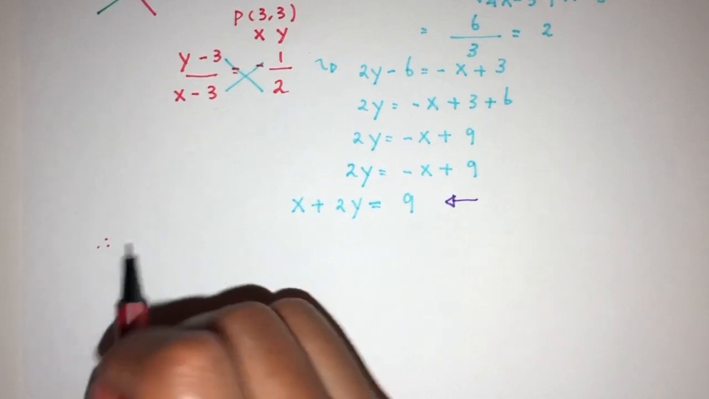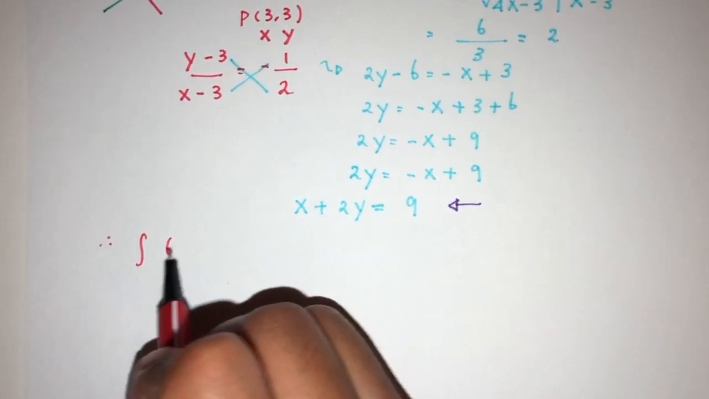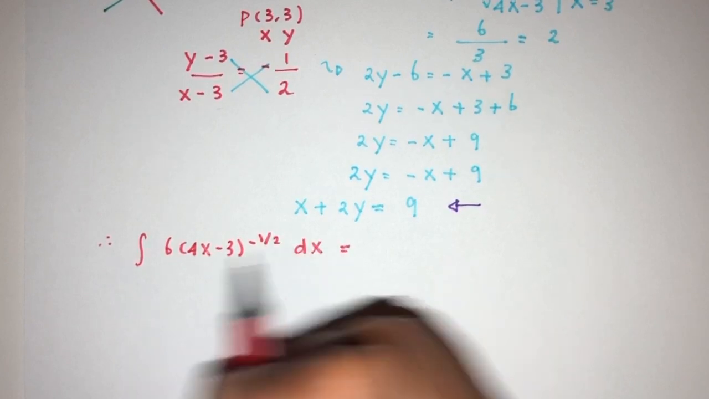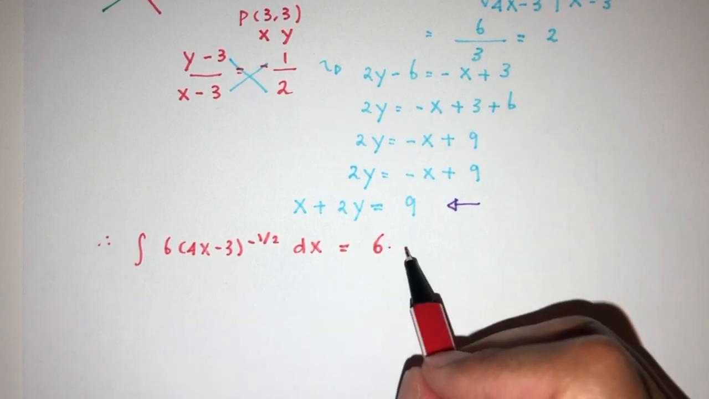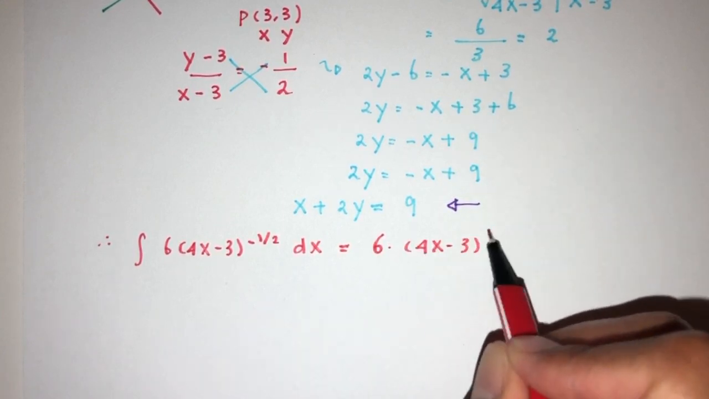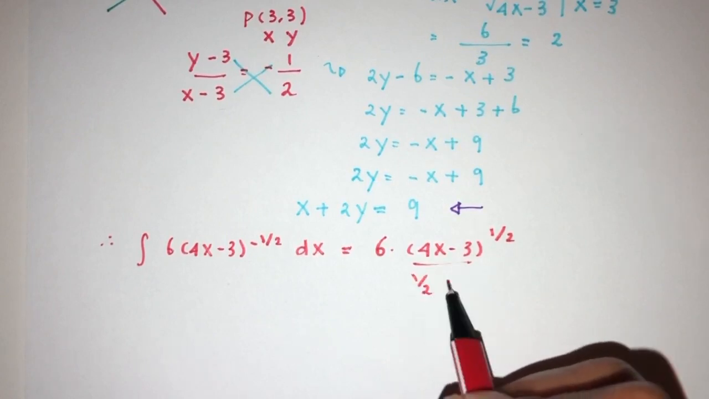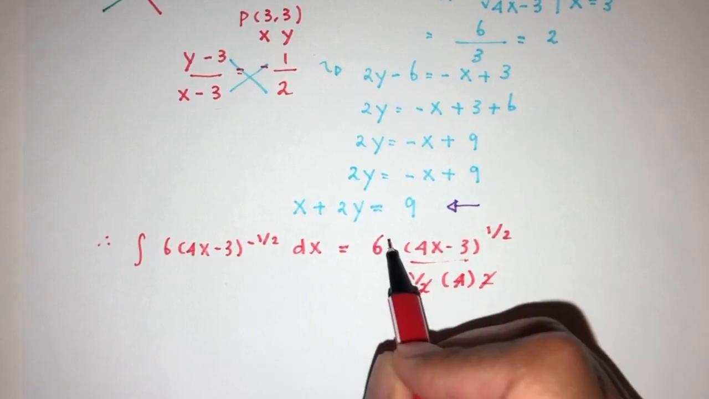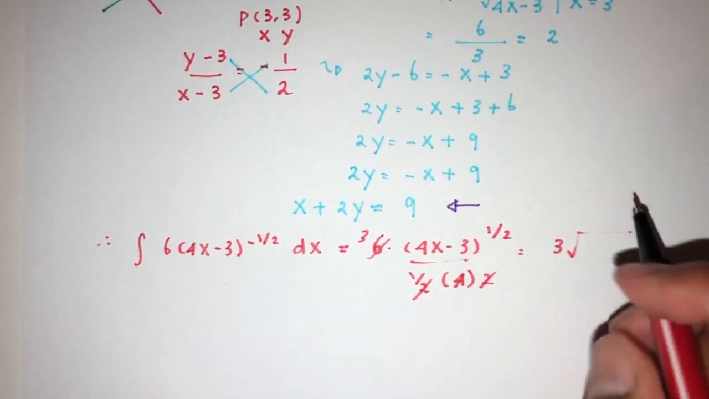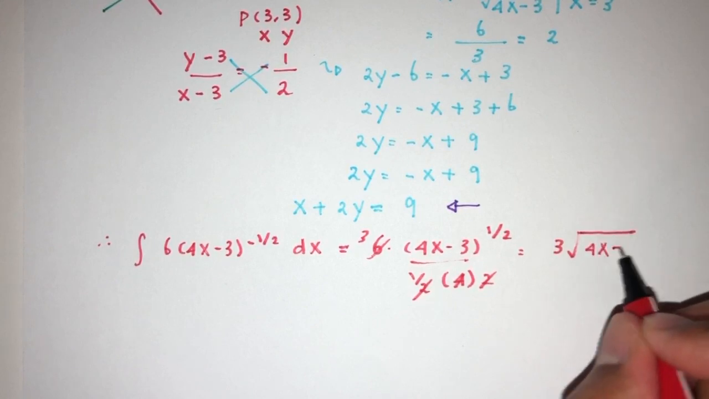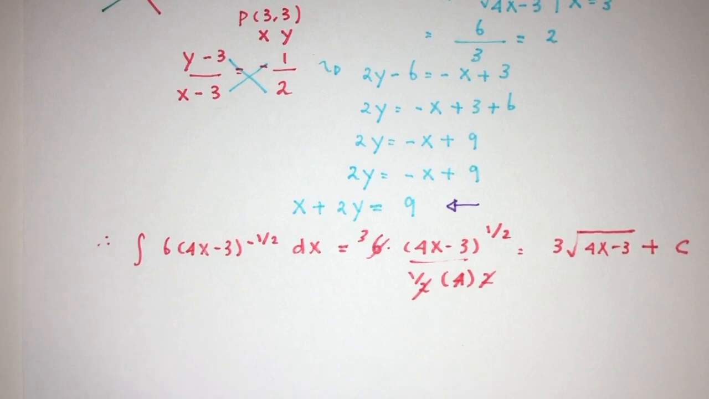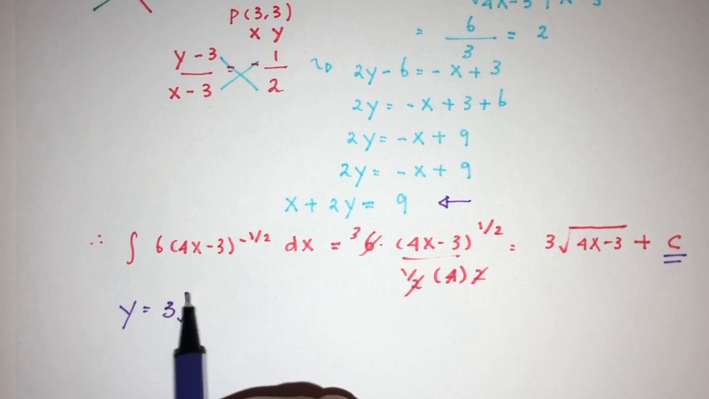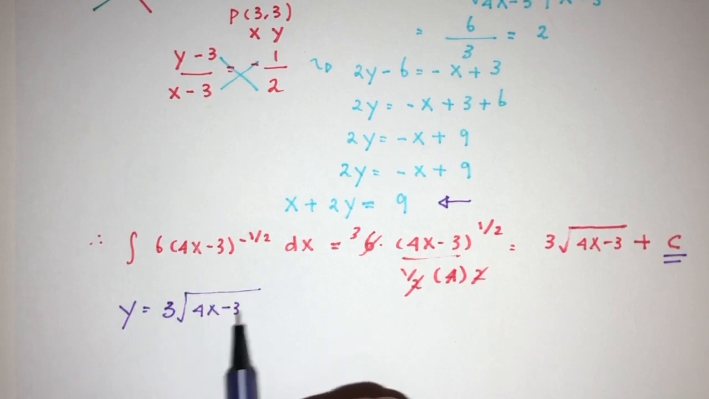So let's do that. The integration of dy by dx will be 6 (4x minus 3) power minus half with respect to dx. So 6 is only a multiple, it will be outside. First we have to increase the power by 1, that will be half, divided by the new power. And then multiply by d by dx of the value inside, that should be 4. Simplify, that should be 2, that should be 3. So you have 3 root of 4x minus 3. Of course, plus c for the constant of integration. Now we have to find this. So right now we have y is equal to 3 root of 4x minus 3 plus c.